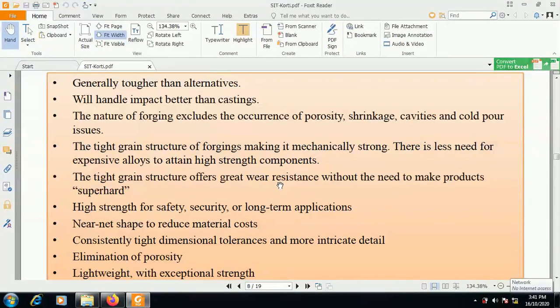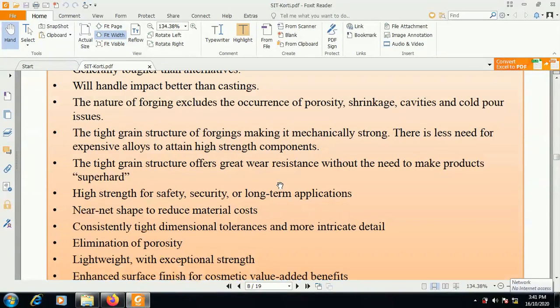There is less need of expensive alloys to attain high strength components. This is a very important property. If I want to select a material for a particular application that requires more toughness, the cost is also more, since these are expensive alloys. But I can use low cost alloys, and by using the forging process I can increase their toughness so that I can save the cost required for the materials. That is, you can minimize the use of expensive alloys and use normal alloy components by using the forging operation.